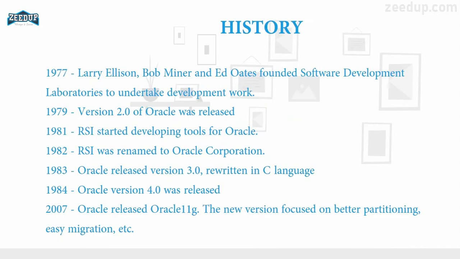If we talk about its history, Oracle was launched by Larry Ellison, Bob Miner, and Ed Oates in the year 1977, and up till now it has released several versions. In the year 2017, Oracle 11G was released. This was the new version that focused on better partitioning of the data and easy migration of the information from one place to another. So this is the whole history of Oracle, which you can read on your own.